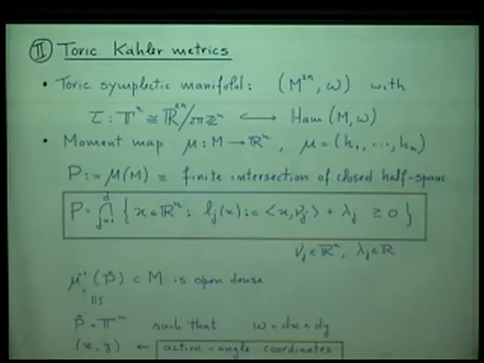So what's a toric symplectic manifold? A toric symplectic manifold is a symplectic manifold, so an even dimensional manifold equipped with a closed non-degenerate 2-form, and with the Hamiltonian action of a torus of half the dimension. So an injective homomorphism of a torus of dimension n inside the group of Hamiltonian diffeomorphisms of the symplectic manifold.